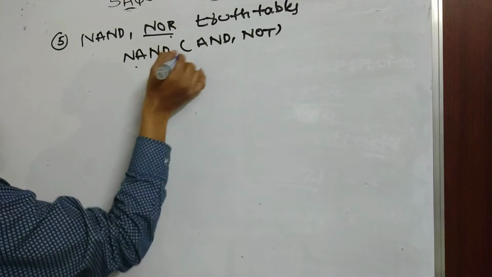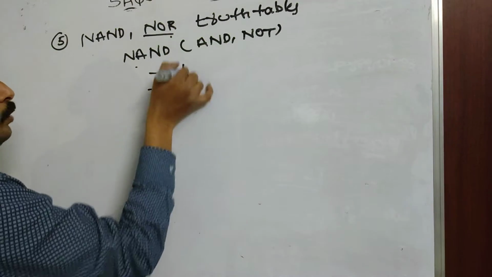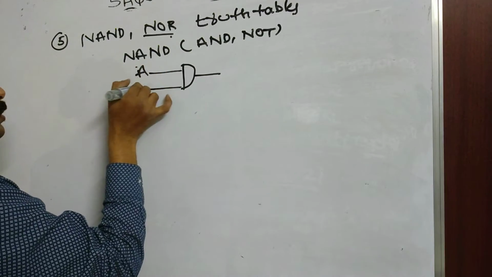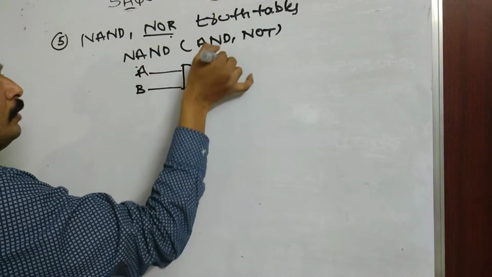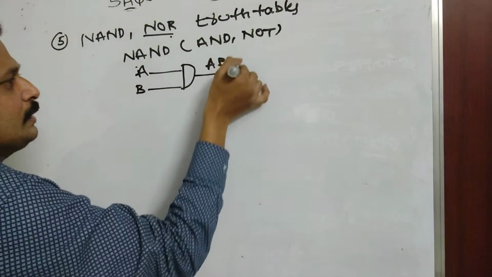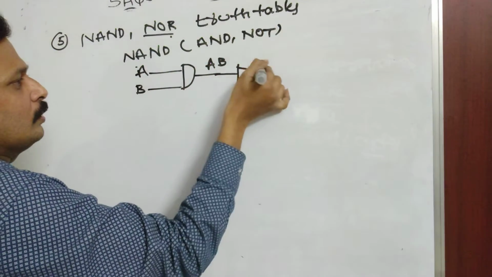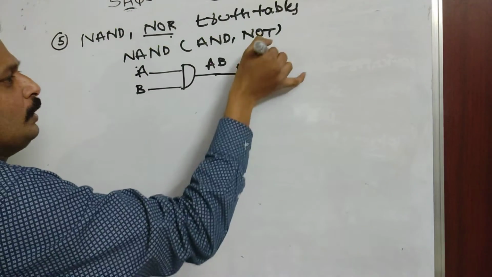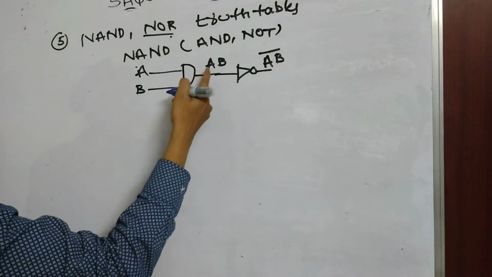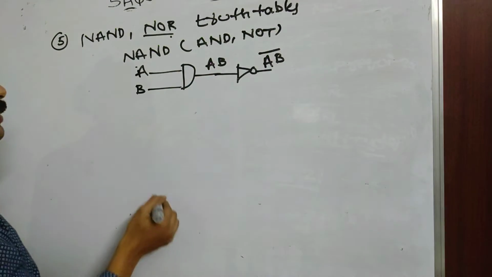Now you should see this diagram. The AND gate is represented like this. That contains the two inputs. The product appears at the output, the product of those two inputs. The symbol for the NOT gate, you are aware of this. Then the output is the complement of the input. What is the input here? AB, that should be complemented.